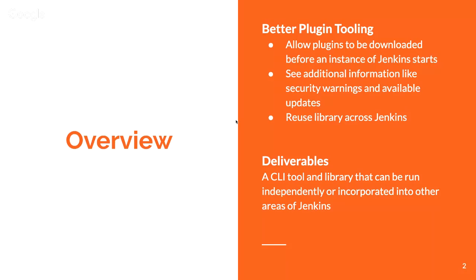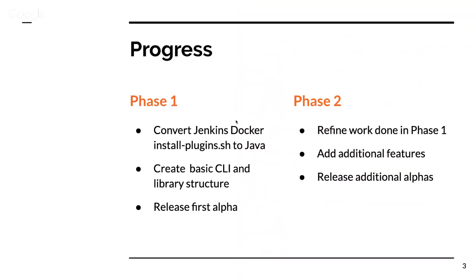And at the end of my project, the deliverable will be a CLI tool and a library that can be run independently, or the library can then be incorporated into other areas of Jenkins. So phase one mostly focused on this basic skeleton of converting the existing Jenkins Docker bash script to install plugins to Java. So we created the basic functionality and released the first alpha, but a lot of the features were implemented in the most basic sense.